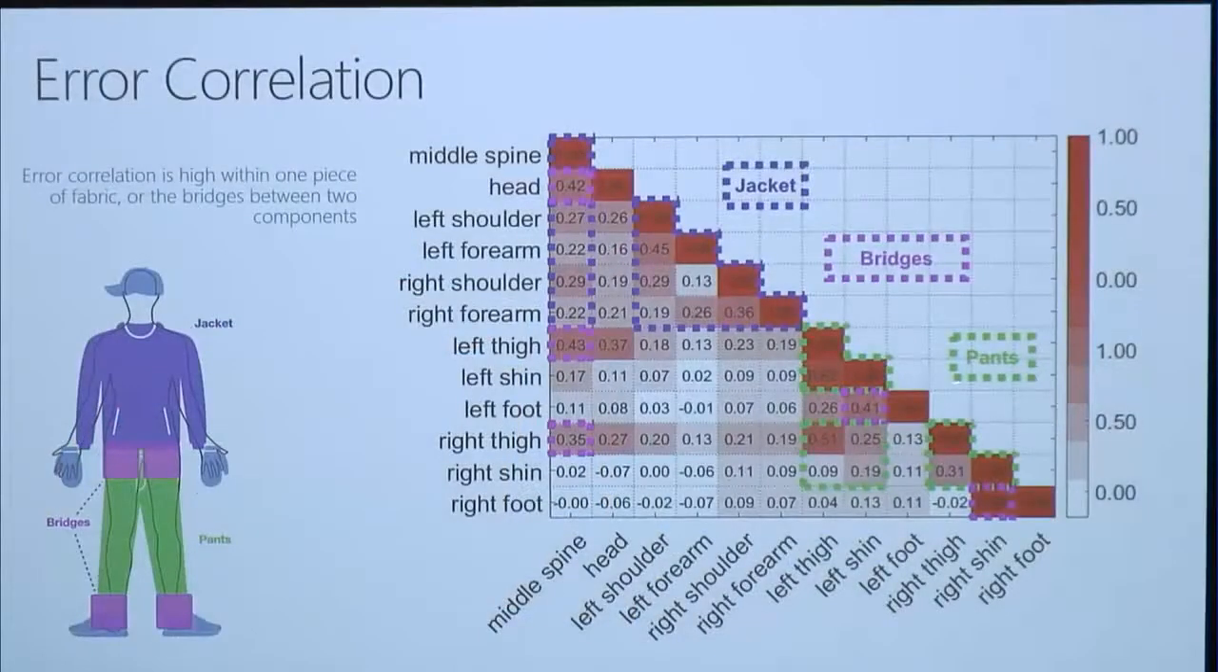Also on the pants, and also on the bridges between two pieces of fabric, such as from the jacket to the pants, from the pants to the shoes, or from the jacket to the hat. So these are also highly correlated, as you can see in this graph.